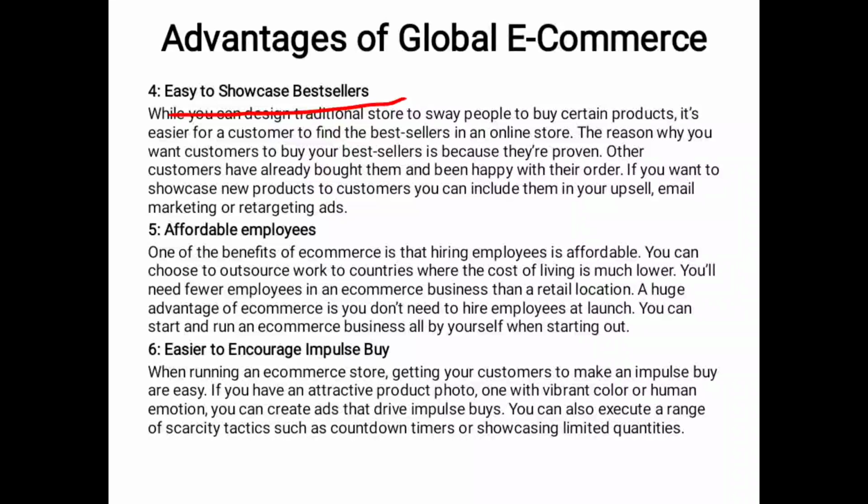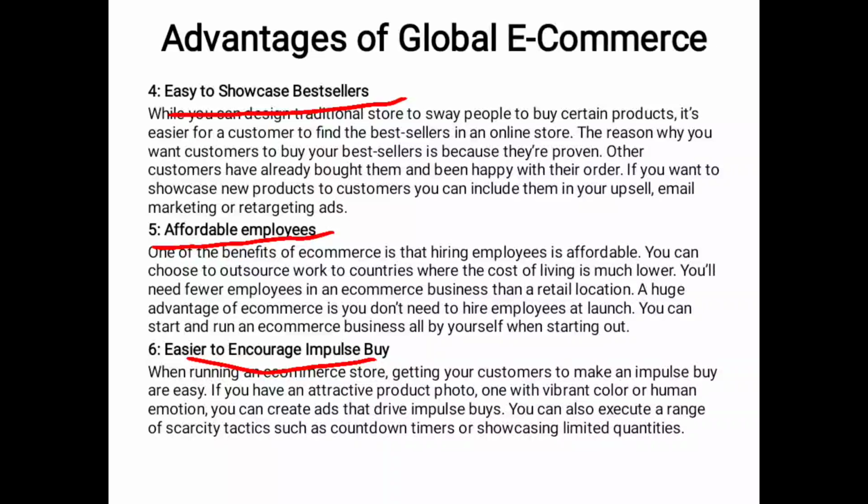Then another, affordable employees. See, even employees, you don't require many in global e-commerce. Otherwise, to have stores in 4 or 5 countries, how many personnel you would require. In e-commerce you don't require many personnel. Just a few distributors are sufficient. It depends on how many customers you have and how much demand your product has. So depending on that you can fix the employees.